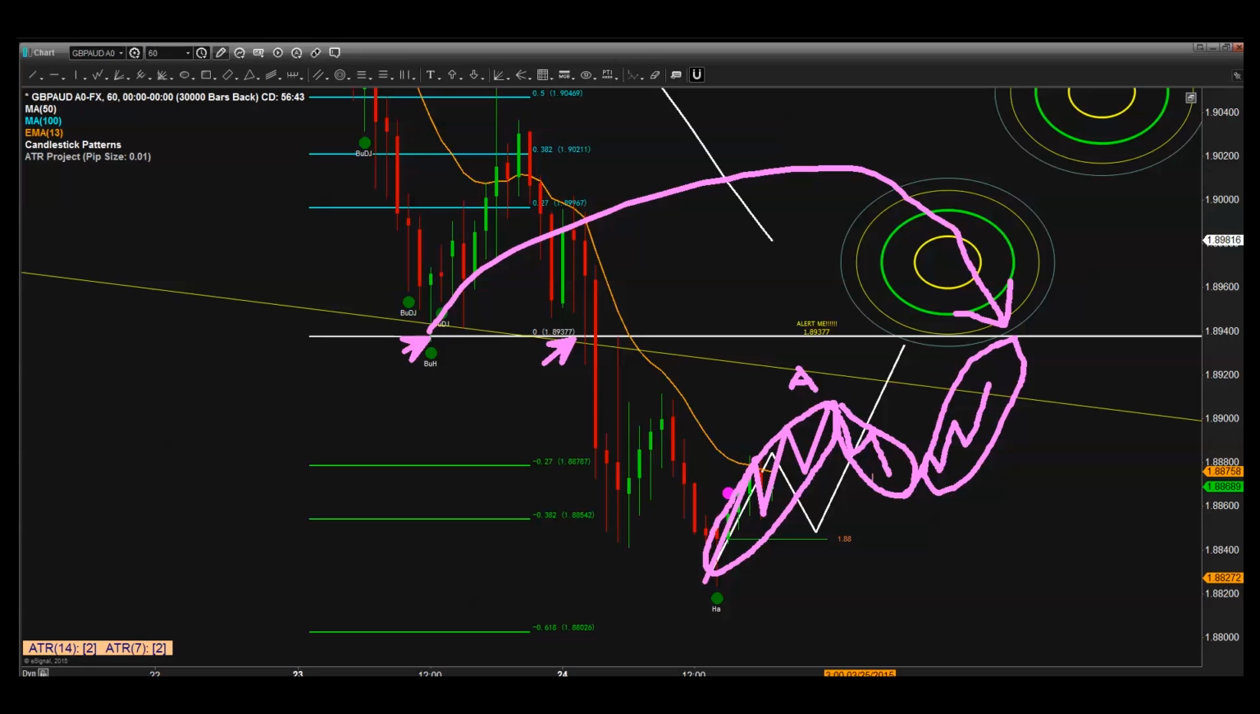Yeah, this will be the B. Hold on, Greg. This will be my B wave. And this will be the C wave. So it will be like this: A, B, C. Can everyone see the picture now?